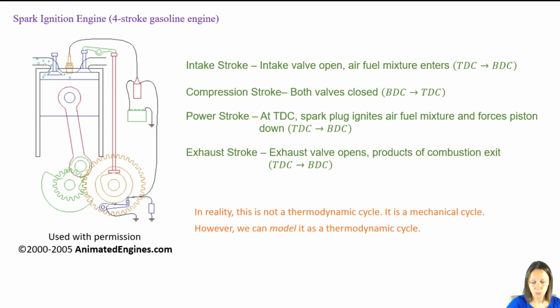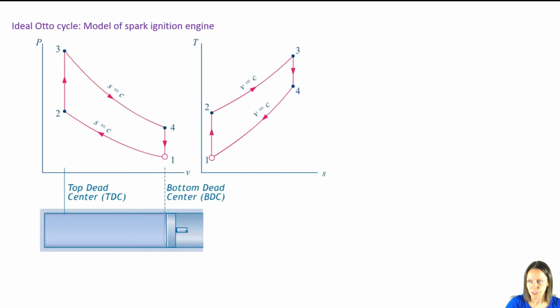So we're making a lot of assumptions here. We're simplifying this. It's a model, so just keep that in mind. It's a model of the actual process. And we can get some important information. We can estimate the work net output, things like that we would be interested in for a spark ignition engine.